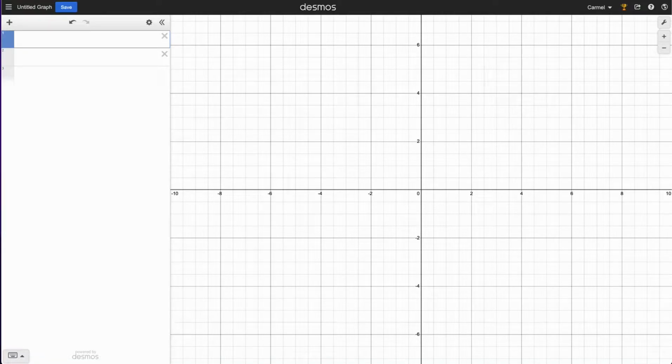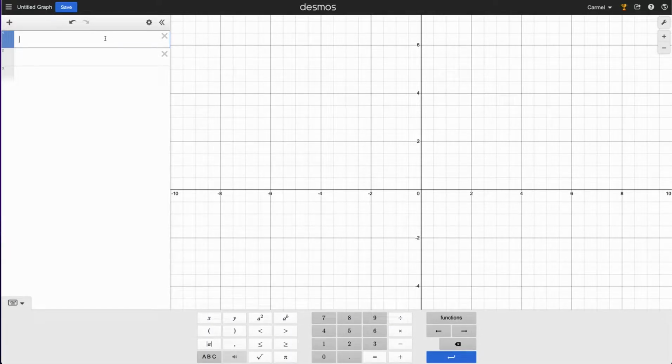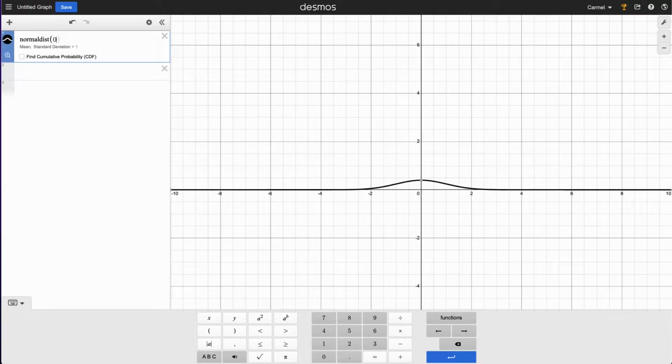This video is to help you use Desmos to answer probability questions with the normal curve. First, let's look at the graph of the standard normal curve. The function in Desmos is called normal dist, and you can just type it in with the mean and the standard deviation.